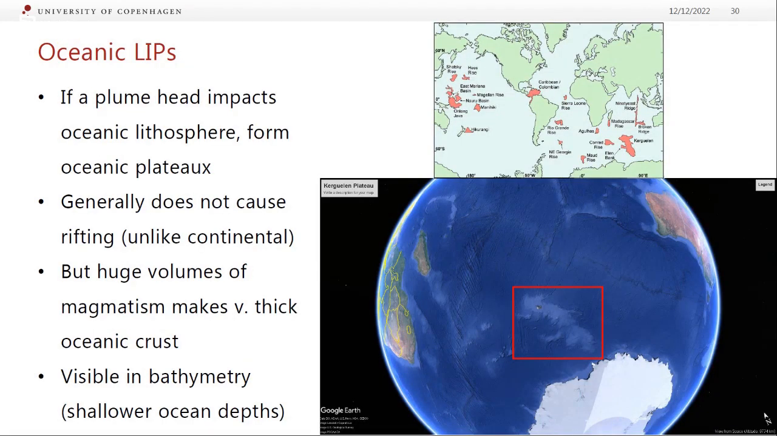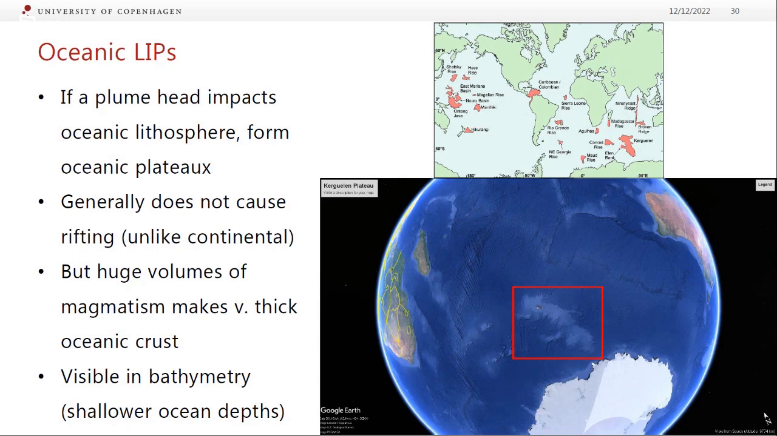All right. And the very last thing is what happens if a plume head arrives beneath oceanic lithosphere instead of continental. We generate these things called oceanic plateau. And you can see on the top diagram, this is just some of the outlines of them in the ocean floor. I put that up there because you can actually go on something like Google Earth or even just Google Maps, put it on the satellite view, and you can search for these things.